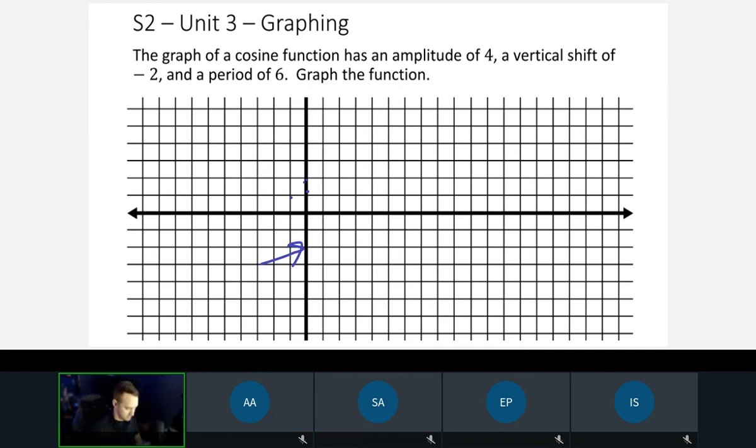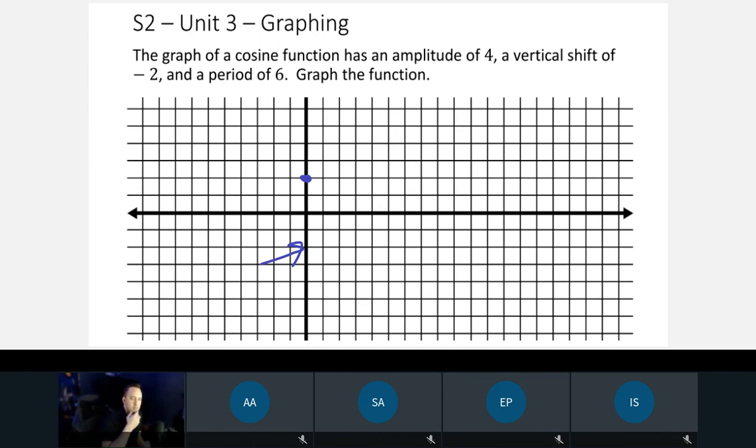Actually, I'll just delete it. Would you mind if I put a circle up there? I'm going to do it again. 1, 2, 3, 4. Okay. All right, looks good? Much better, yes. So there is the starting point of this cosine function.